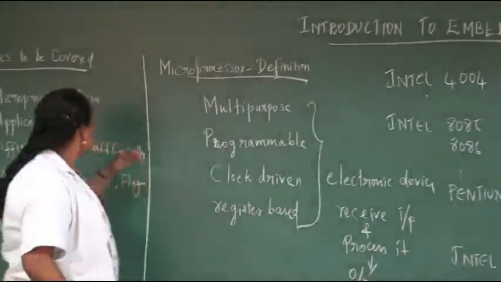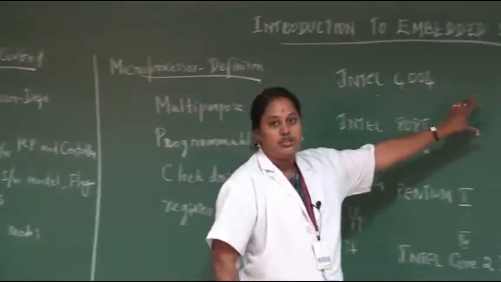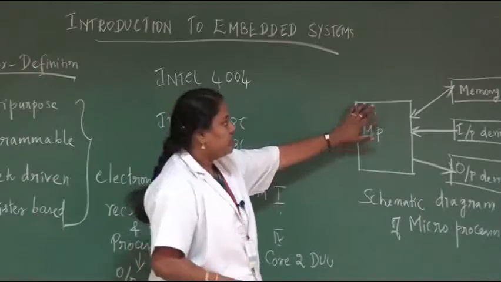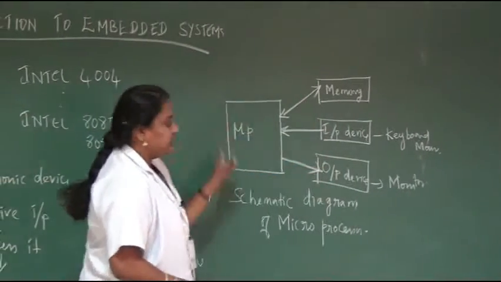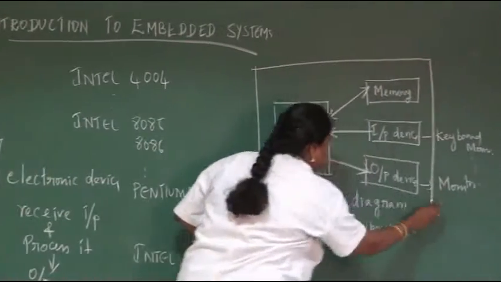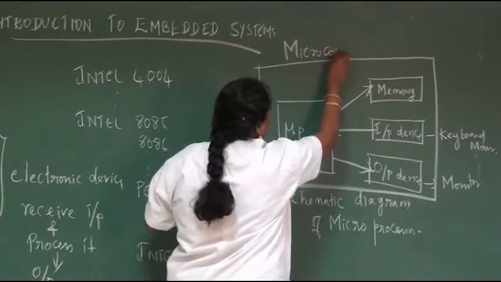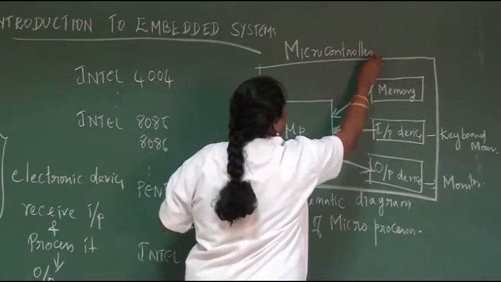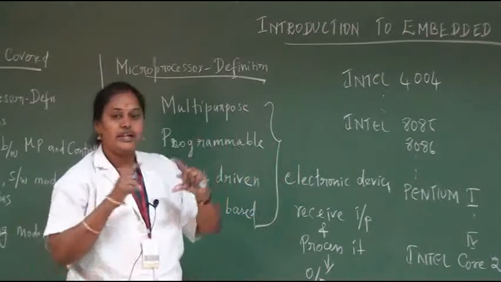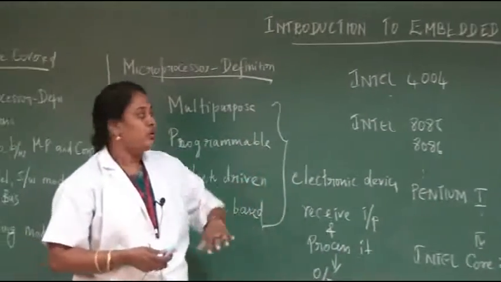Now coming to the difference between a microprocessor and a microcontroller. A microprocessor is a separate electronic chip, whereas a microcontroller is an integrated device which includes the processing unit, memory, input device and output device. For example, this diagram, when it is integrated into a single chip, it becomes a microcontroller. Then what is the difference between a microprocessor and a microcontroller?